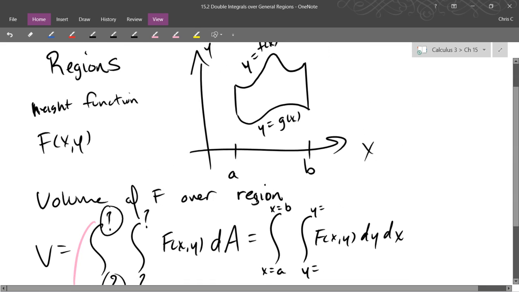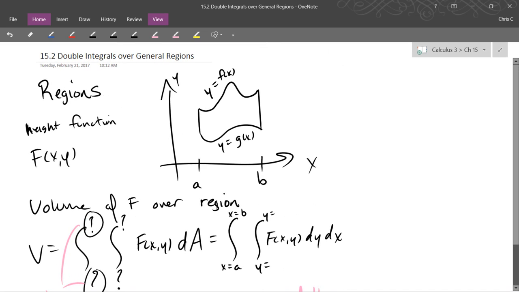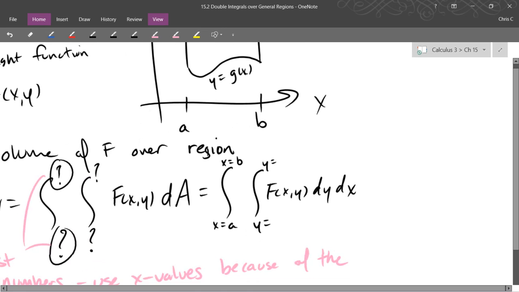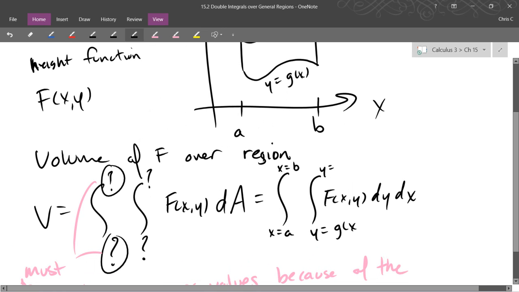You don't have to be too creative to decide what the minimum and maximum y values are. They're not constants, but the minimum is g of x, according to the way I drew it. And yeah, the max is f of x. So those change depending on what x values you're using. The minimum is g of x. The max is little f of x.